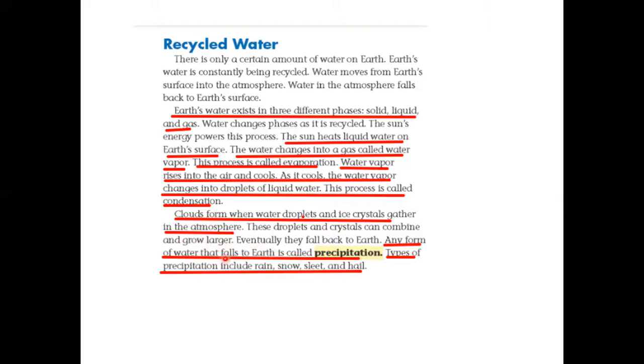Now, what is the meaning of precipitation? Any form of water that falls to Earth is called precipitation. Again, any form of water that falls to Earth is called precipitation. Types of precipitation include rain, snow, sleet, and hail.